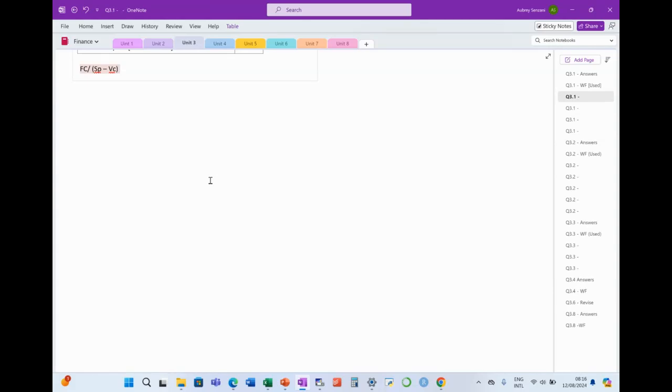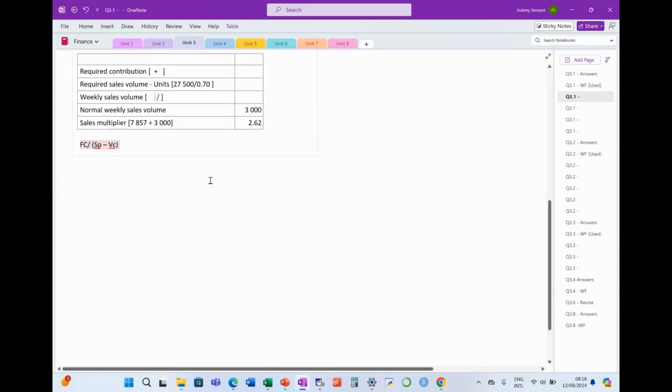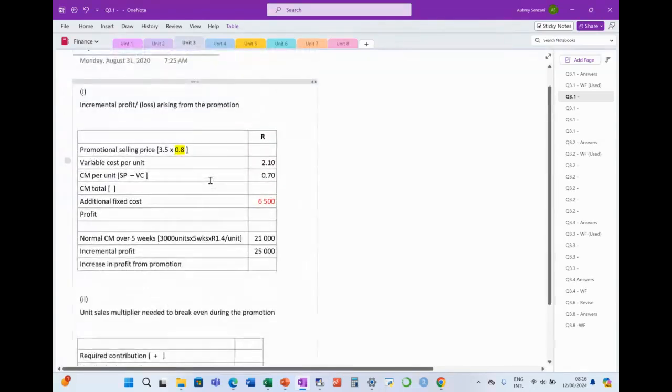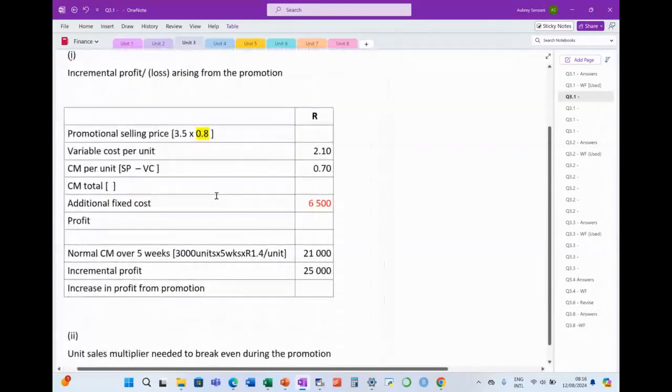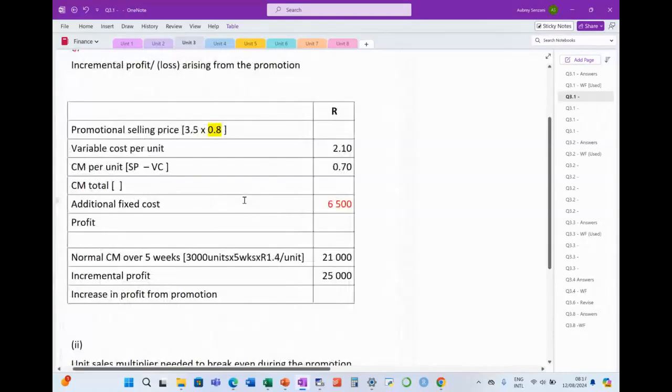They say calculate the incremental profit or loss that may arise from the promotion. Okay, right, so let's see what we've got there. Okay, so part 1, we quickly just apply our information. So obviously we know that we are selling each unit for a 20% discount, right? So in other words, we're selling at 80% of our usual price, right?